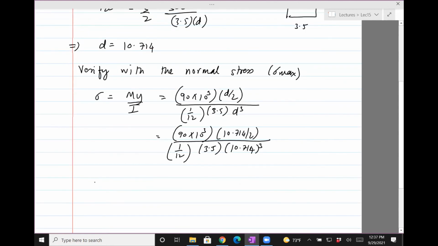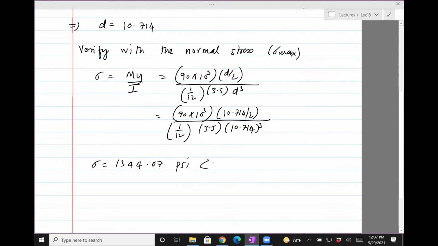Okay, so just plugging in the numbers, I get 1344 psi. Okay, which is, by the way, less than 1800 psi.